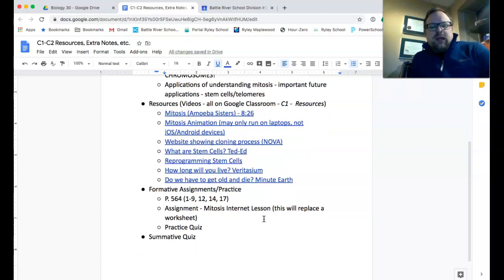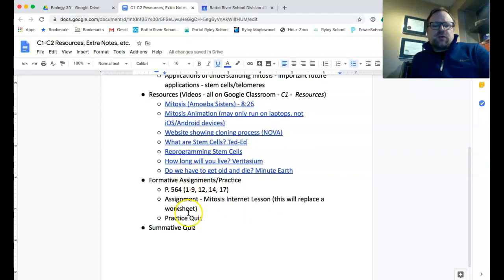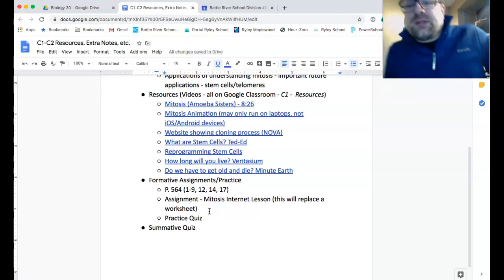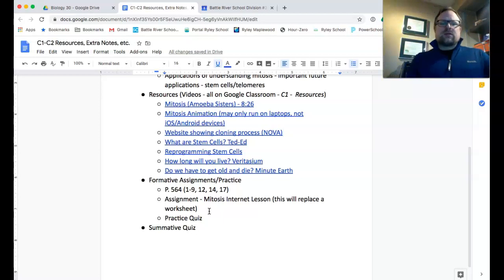Then you guys will have some practice questions out of the textbook, and then I'm going to set you an internet assignment where I've put together, and I usually do this anyway, some websites to visit that do a good job of showing you what's going on in mitosis. I'll do that as an assignment, and it's going to replace the worksheet that I would normally offer in this section. You'll do a practice quiz and then a summative quiz, and then that is concept C1 done and done.